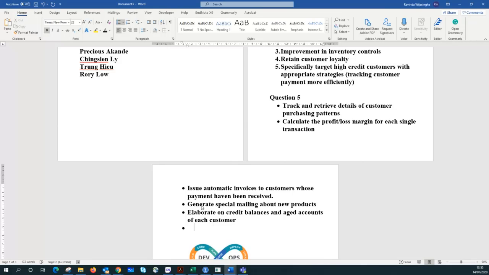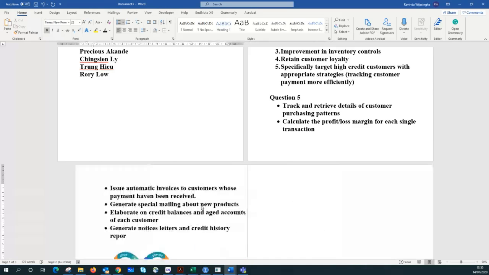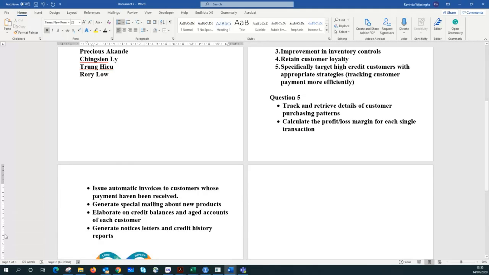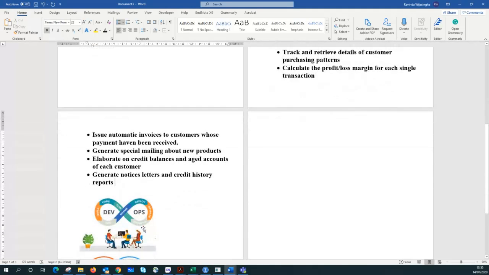And then again, if you read that case, the last portion says we need to produce some notice letters and credit history reports, right? So generate notice letters and credit history reports. That is one of the key capabilities, I would say, the company should expect from establishing this particular new system.